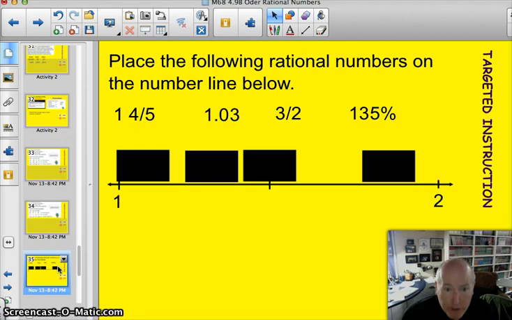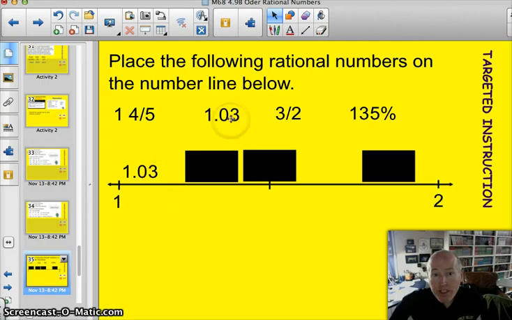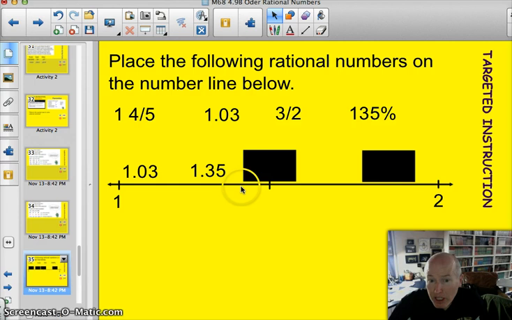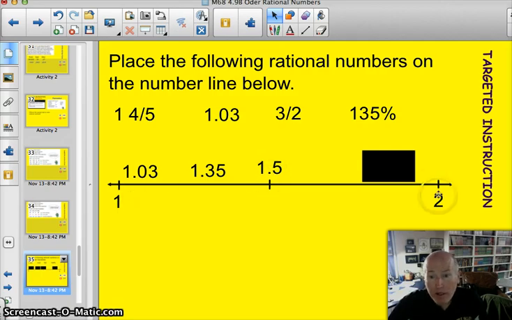All right, well, you'll notice that they're all between the whole numbers 1 and 2. So if you switch all of these around in terms of decimals, 1.03 will go there. 1.35 is actually 135%. If we move that decimal, 1.35 would go right about here. It's between 1 and 1.5, but a little closer to 1.5. 3/2 is 1.5, 3 divided by 2, so that's going to go right in the middle between 1 and 2. And then 1 4/5, that's actually 1.8. So that's going to go nearly to the 2, just past the 1 3/4 mark.